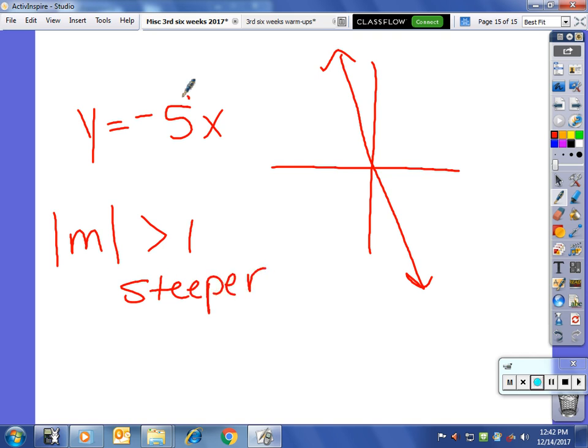So if I told you my slope is negative 5, you've got to ignore the negative sign and look at the 5. Is that bigger than 1? That means it's going to get steeper. What does the negative sign do for us? The negative sign just changes the direction. So the sign tells you the direction, and the actual number, the absolute value part, tells you if it's steep or flat.